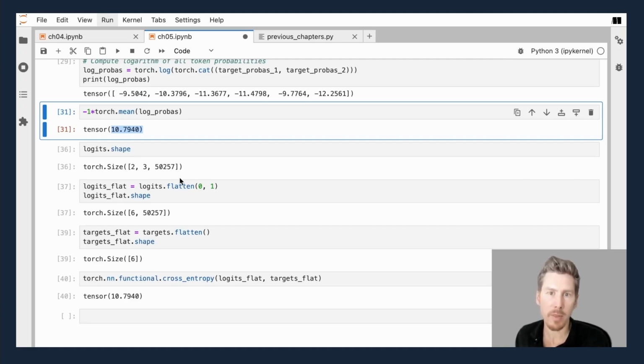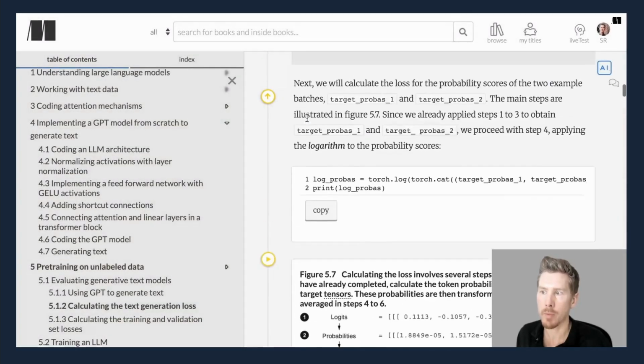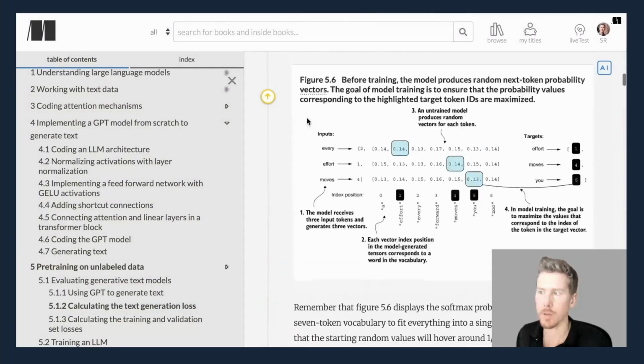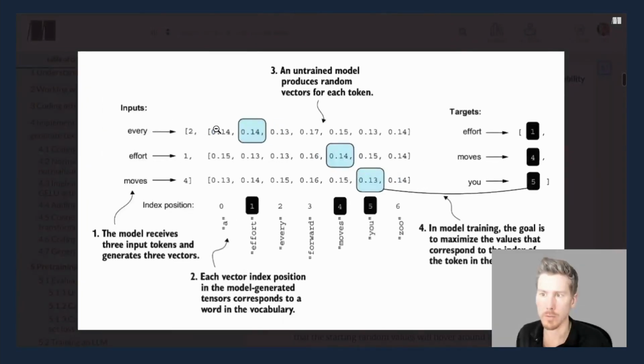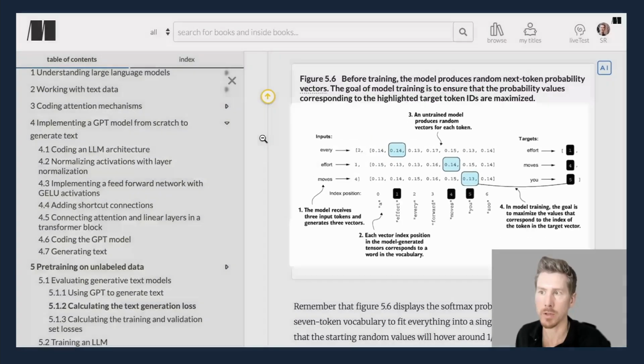Okay, and so I hope this is making sense in some way. I know it's a lot of stuff that happens here. At the end of the day, I think all you need to know is that what we want to do is we want to make the probabilities of the positions corresponding to the target IDs as large as possible. So yeah, that is our goal essentially.